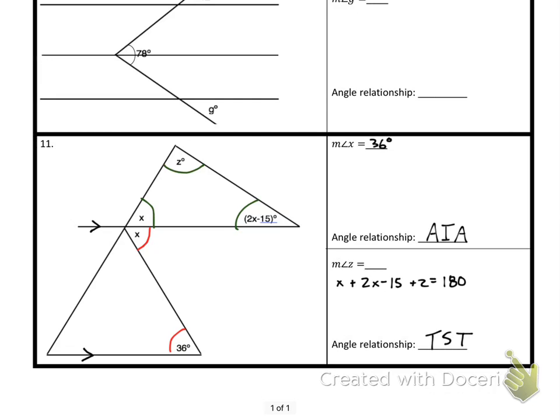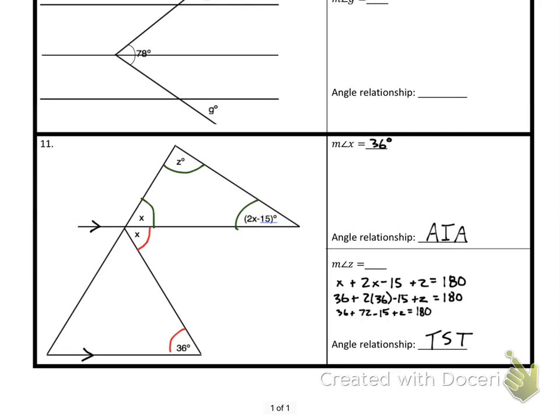That would be an impossible equation to solve if we didn't already know x. But we do, so I'm just going to substitute that in. 36 plus 2 times 36 minus 15 plus z equals 180. Are you guys with me on this? Okay. Now it's a pretty simple equation as far as it goes. Let's just do this real quick. What is 2 times 36? 72. So I'll write this one more time: 36 plus 72 minus 15 plus z equals 180.